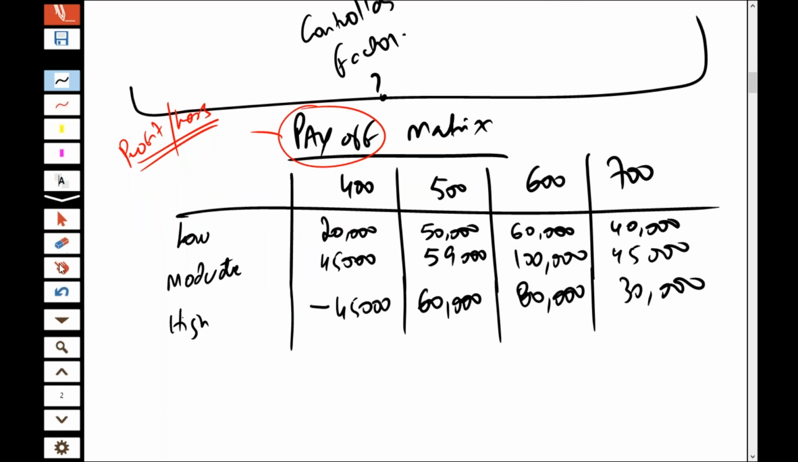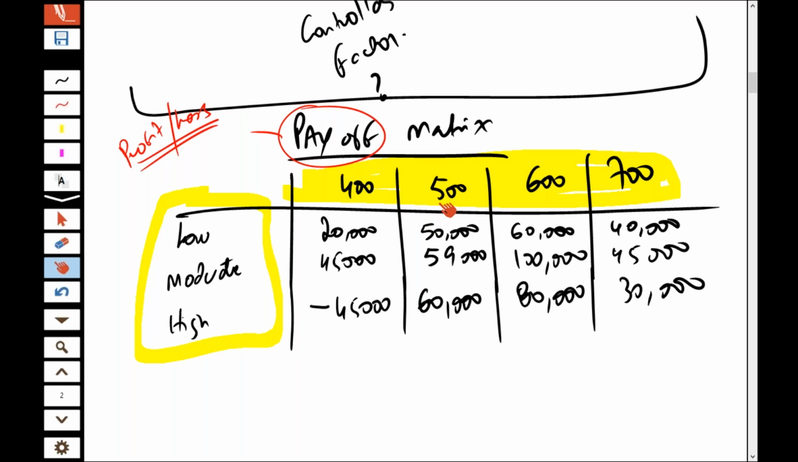The values mentioned over here may not make sense, but we are not concerned about whether the values make sense or not. We are trying to apply the uncertainty techniques. So assume that this is a company which has to decide how many units of a product it should manufacture in the coming year.